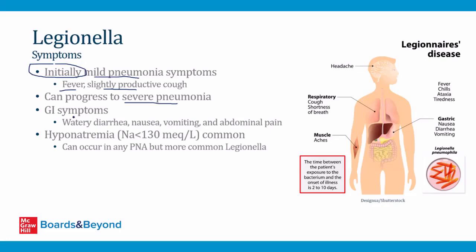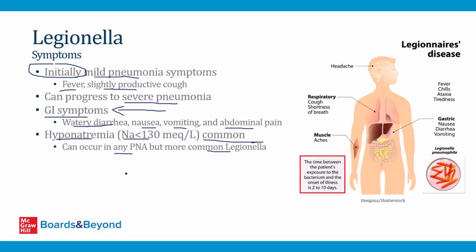The first one is that patients who have Legionella pneumonia often have concomitant GI symptoms. So they can have watery diarrhea, nausea, vomiting, or abdominal pain. So a patient who has fever and a cough and also GI symptoms should make you think of Legionella. And then second, hyponatremia, meaning a low serum sodium concentration, is very common in Legionella pneumonia. Now this can happen with any pneumonia, but it's more common in Legionella.